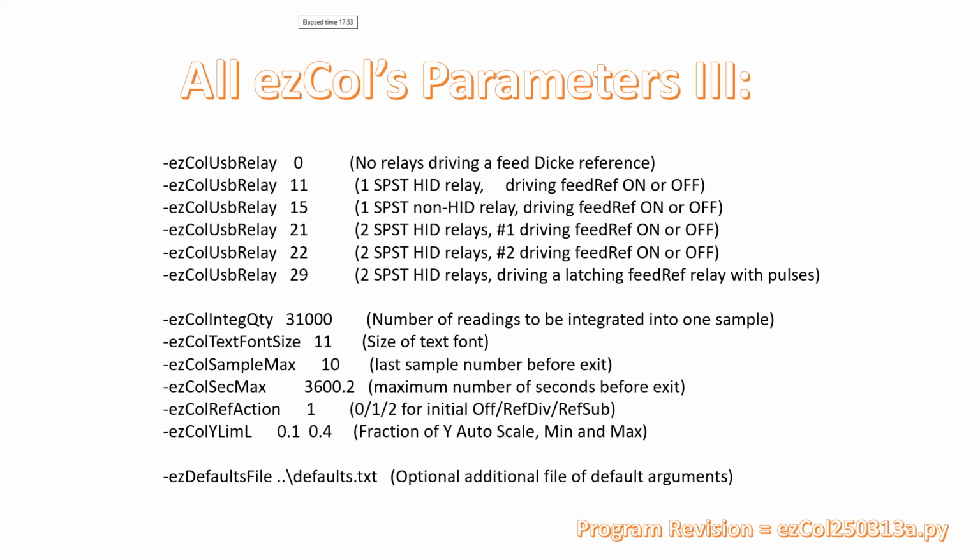USB relay is there because the option exists in the software, as a form of calibration, to switch a dummy load in and out, and you can use this for that purpose if you so desire. I haven't got that on mine, but the option exists. And as you can see at the bottom, if you want to use a defaults file that has all this information within it, you can actually set the name of the file.